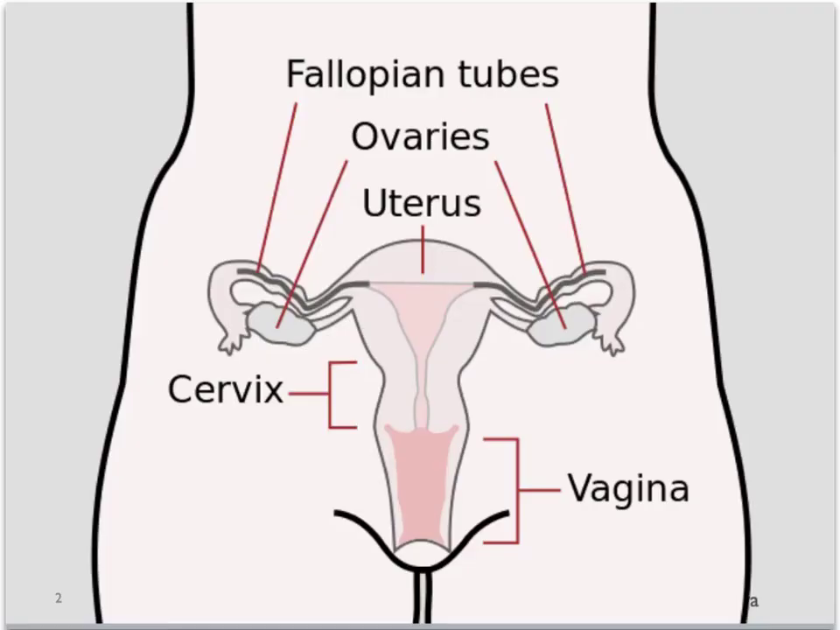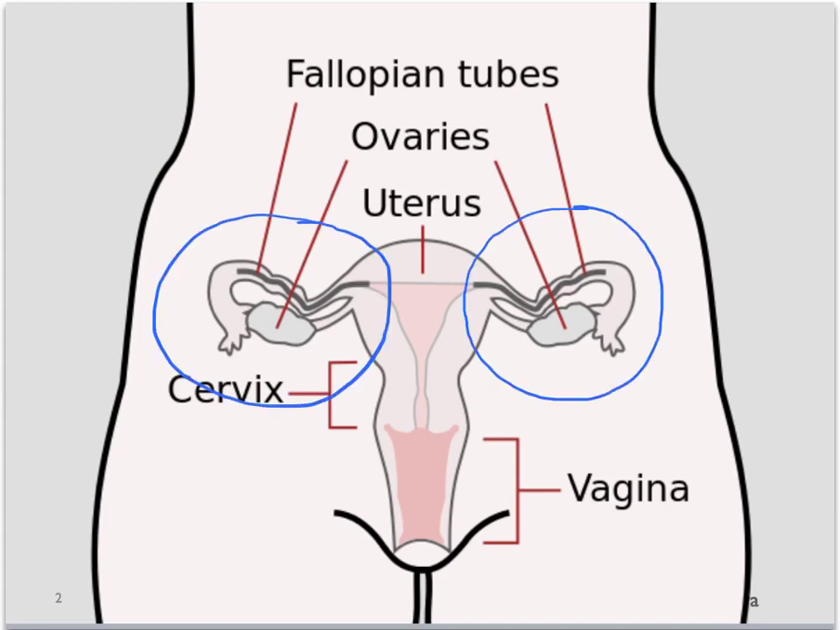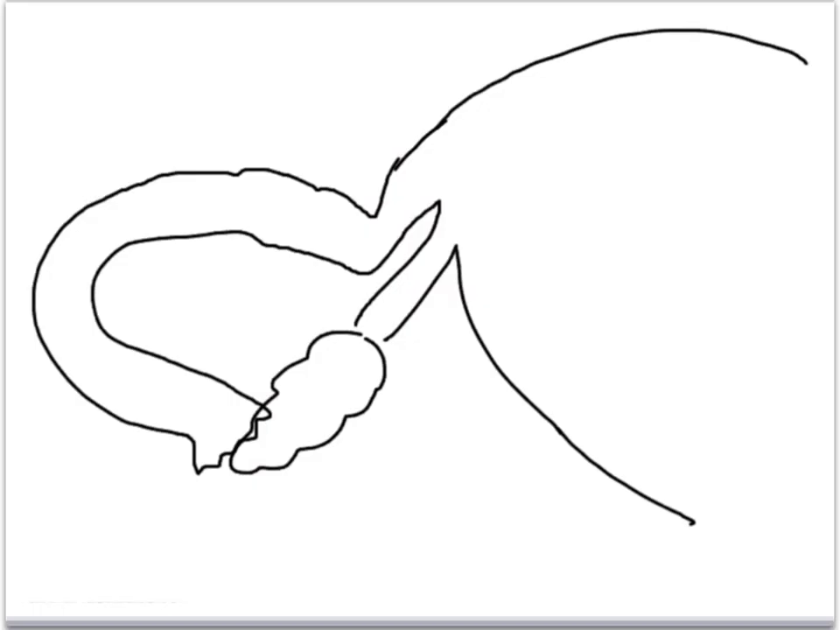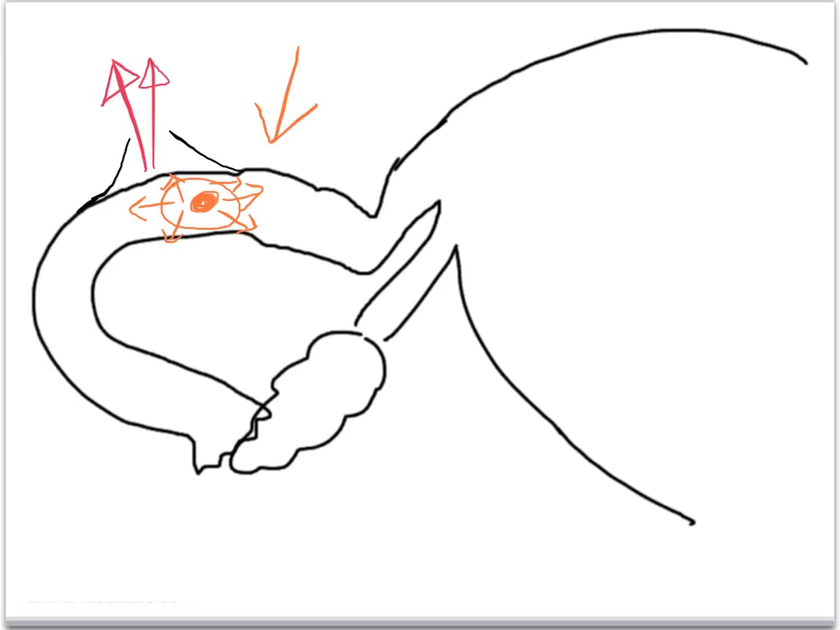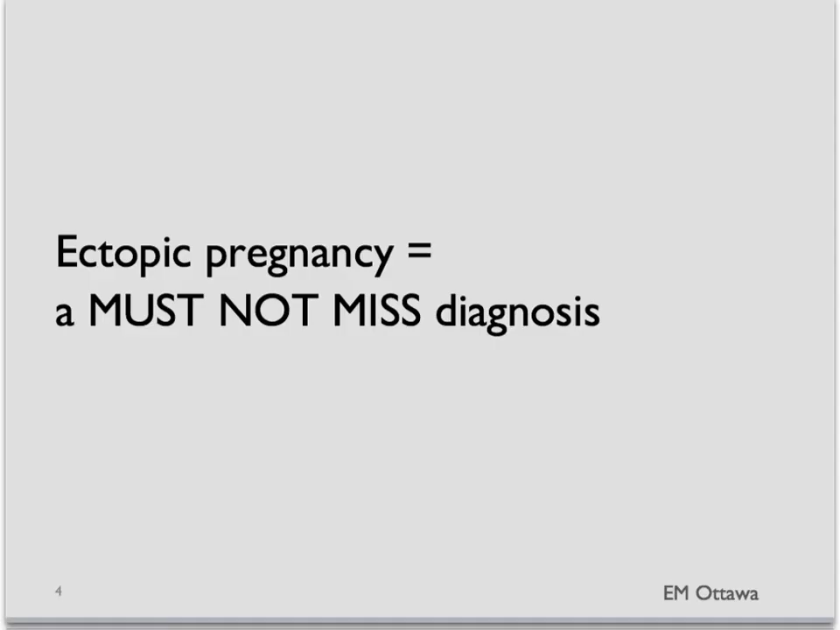Ectopic pregnancy refers to any pregnancy that is implanted outside the uterus. Most of these will be in the fallopian tubes. As you can see, there is limited space in the fallopian tube. As the pregnancy keeps growing, at some point it ruptures. The patient then bleeds into the pelvis and can quickly lose a lot of blood. Because of that, ectopic pregnancy is a cannot miss diagnosis in the emergency department.